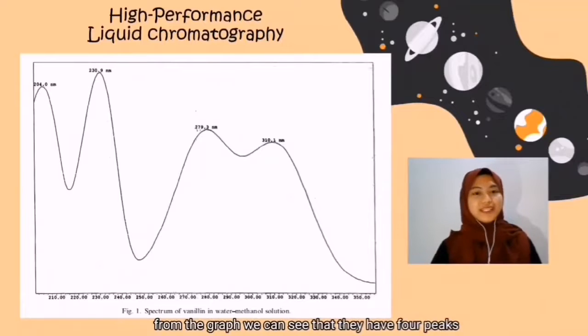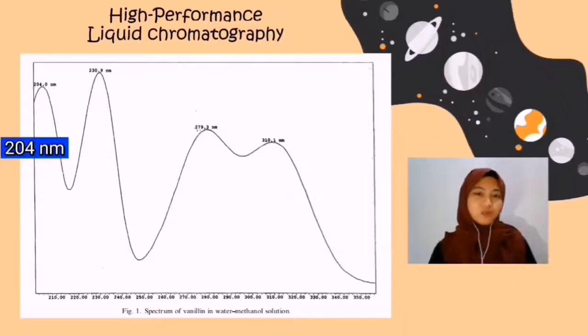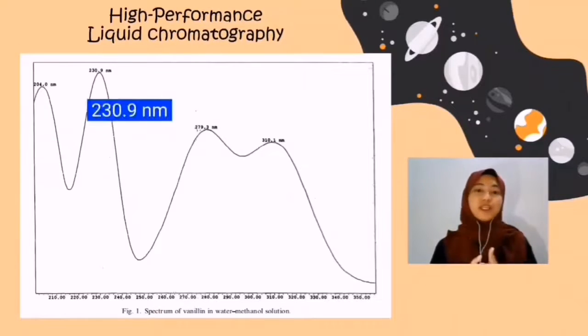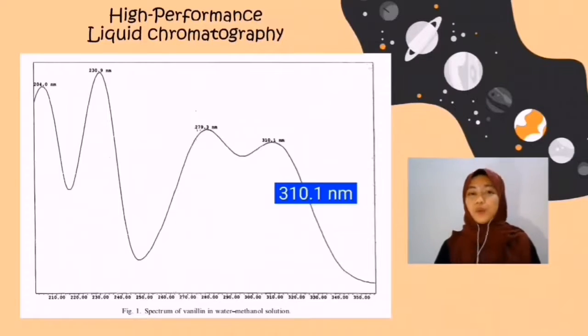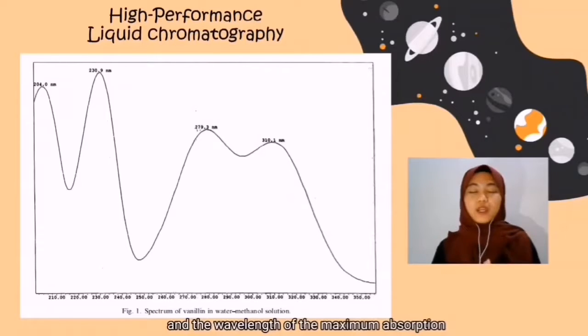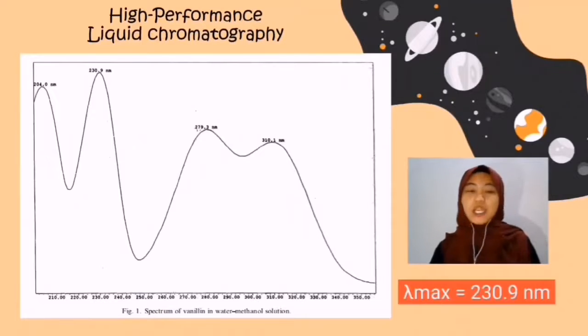From the graph, we can see that they have 4 peaks. The first one is 204 nanometer. The second one is 230.9 nanometer. The third one is 279.3 nanometer. And the fourth one is 310.1 nanometer. The wavelength of the maximum absorption is 230.9 nanometer.